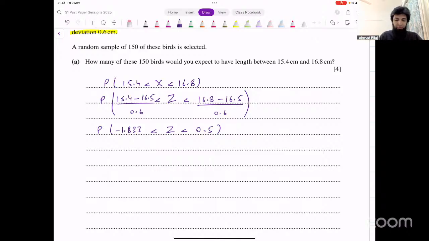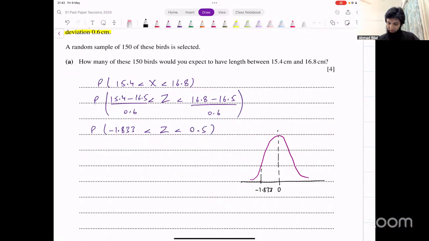How do you find this probability now? Think of the normal distribution curve. This is what the curve looks like. In the middle, we would have 0. One value is on the negative side. That might be here, minus 1.833. The other is on the positive side. That's 0.5. Let's say that is somewhere here. We have to find the area between these two values. How do you find this area?